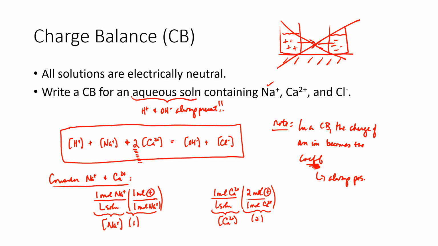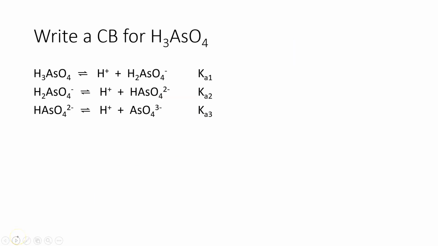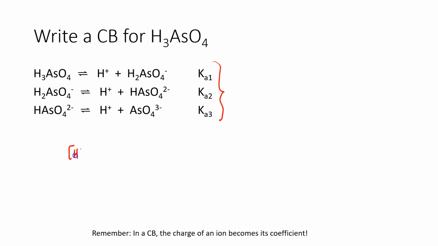Let's try to do another example. So here they want us to write a charge balance for arsenic acid, and it was kind of nice that they showed us how arsenic acid ionizes as a triprotic weak acid. So again, positives on one side, negatives on the other, and let's remember the charge of an ion becomes its coefficient. So the only positives I'm seeing in this solution are H+, and again, even though it may not be apparent from these equilibria, you're in water, so a negative is always going to be OH. Remember, H and OH are always present.